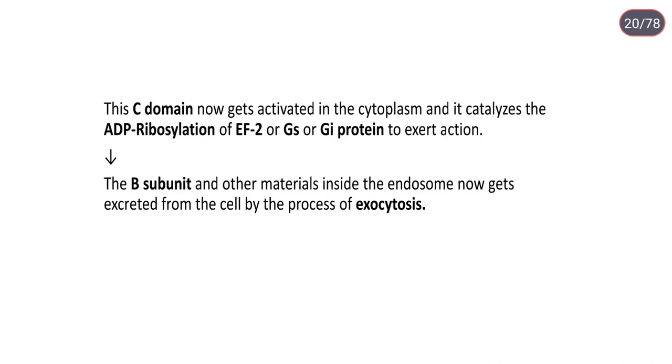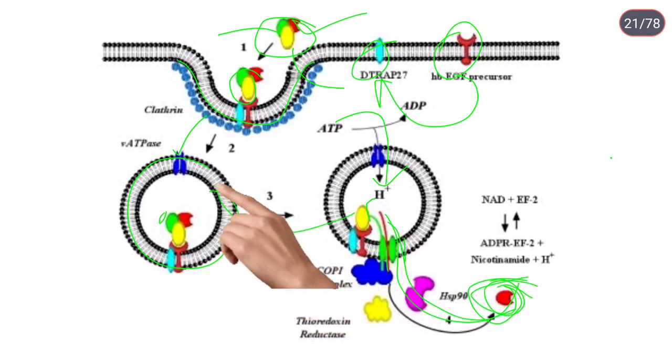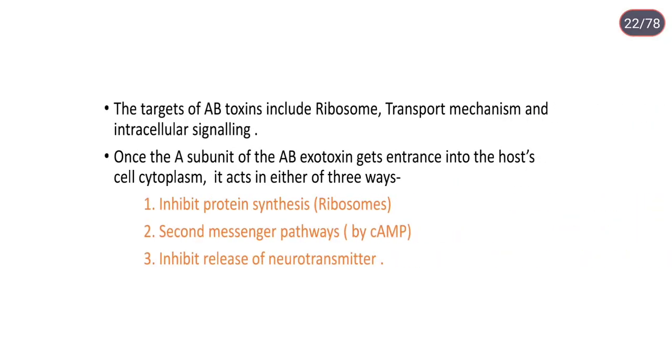The B subunit and the receptor, after releasing the catalytic domain of the A subunit from the endosome, go again to the exocytosis pathway and get released from the host cell. Now after the catalytic domain enters the cytoplasm from the endosome, and the other products of the endosome get released from the host cell by exocytosis, this catalytic domain will cause its effects inside the host cell. This can act by any of three ways.